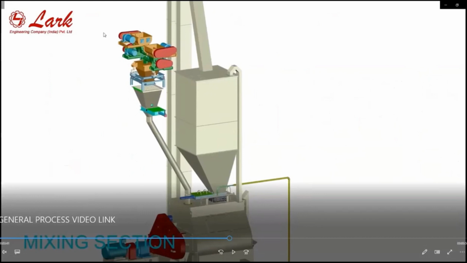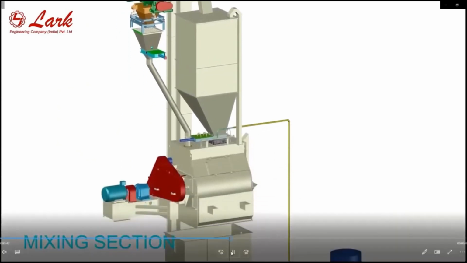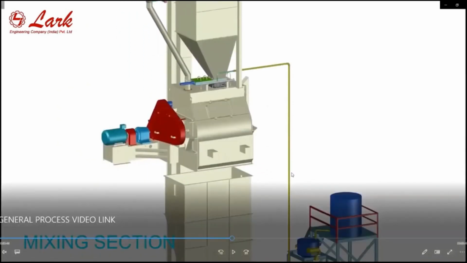We have to add the premix as per the recipe into these hoppers, and automatically, as per the recipe and the PLC command, this medicine goes to the mixer with the help of this chute. And here then comes oil dosing. This is the oil tank from where we can dose the oils and liquids directly to the mixer.